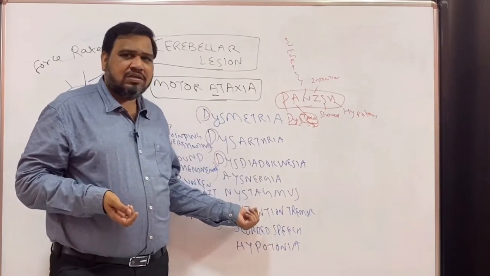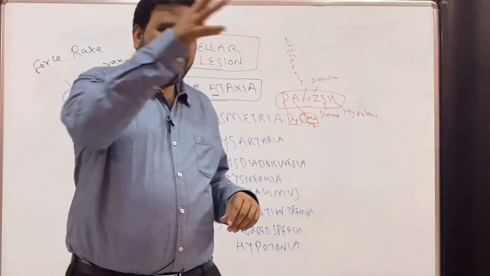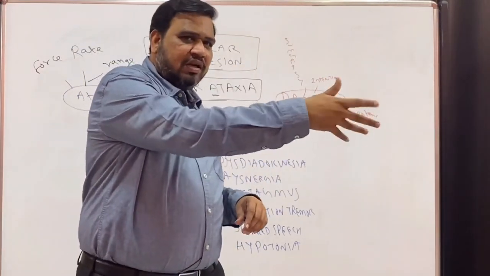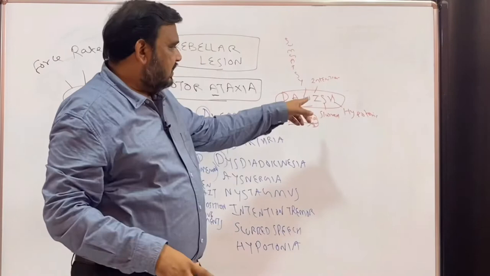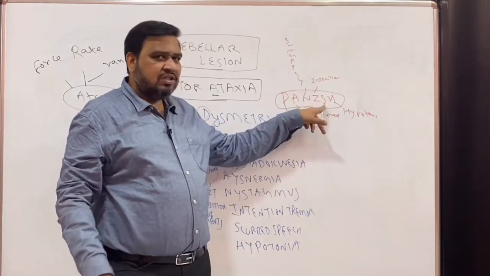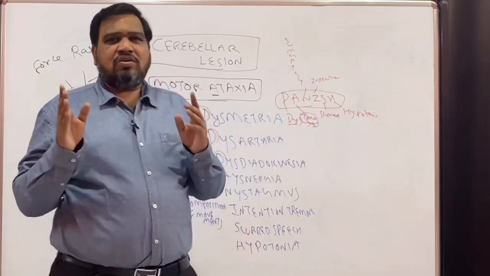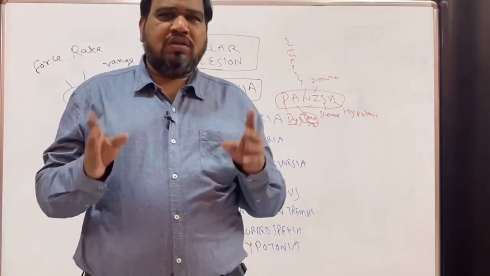Intention tremor we already discussed. At rest, when I am not trying to do any movement, no problem. But when I am trying to pick up the cup of tea, there is an intention tremor. So N for nystagmus, I for intention tremor, S for slurred speech. And in the last video itself I told there is decrease in tone in cerebellar lesion. Hypotonia is seen.